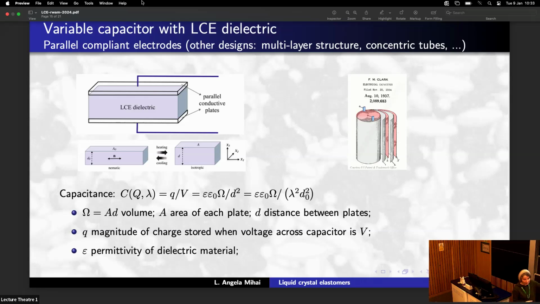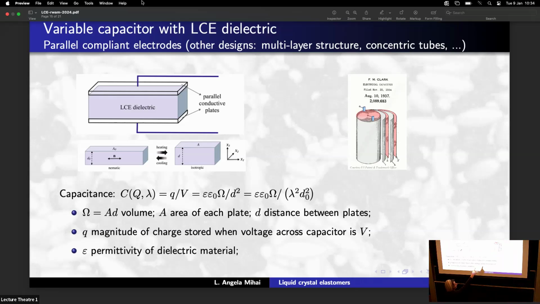Here with liquid crystal elastomer, we can also harness heat or light because liquid crystal elastomers are highly responsive to this kind of stimuli. There are other designs; this is for parallel electrodes. There are also some traditional types of designs with multi-layer structures. You can have several layers of these, and you can also have a tubular section. Depends on the design, but the principle is pretty much the same.